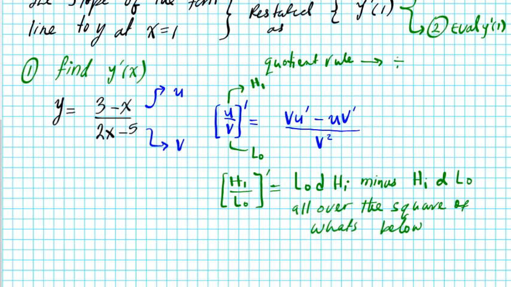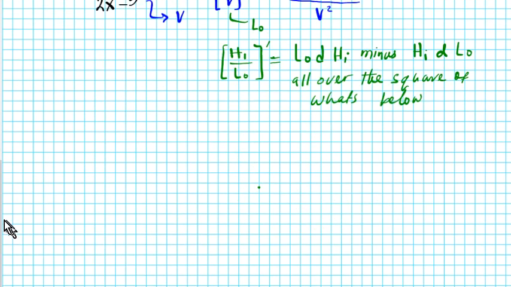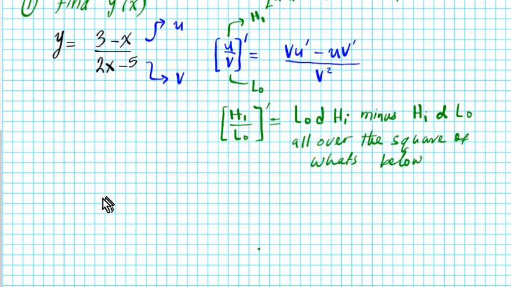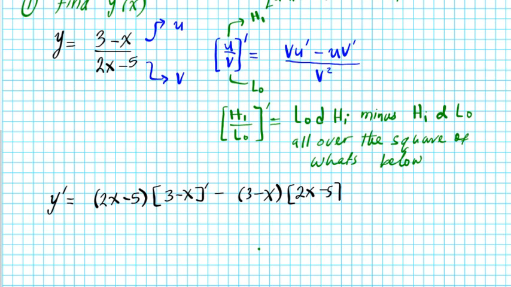Alright, apply the quotient rule to this problem. We're going to have y prime equal to v, the denominator, 2x minus 5, that's low, times the derivative of the numerator, 3 minus x prime. That's low d high minus high d low. High is 3 minus x, or u. V prime, the derivative of the low, is 2x minus 5 prime. And then all over the denominator squared, v squared, or low times low. So the denominator is 2x minus 5 squared.